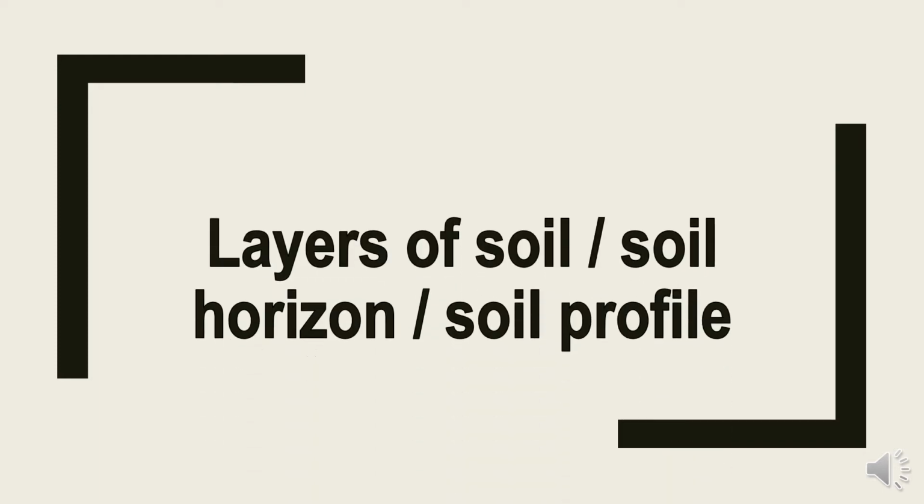Students, in this lecture we are going to study about layers of soil, and this is also called soil horizon and soil profile. What does it mean, soil horizon, soil profile, or layers of soil? In this topic we will discuss from how many layers soil is formed. Soil has various layers, and these layers are also called soil horizon or soil profile.